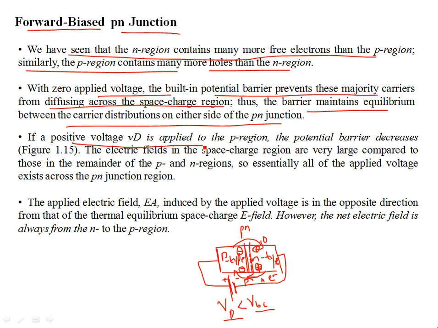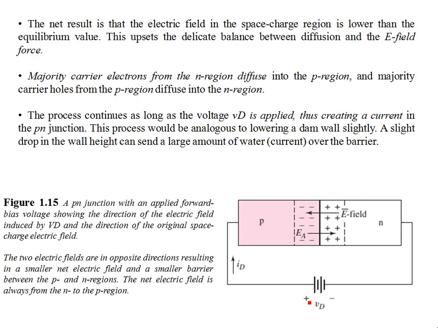So if a positive voltage VD is applied to the P region, okay, so positive is connected to the P region, the potential barrier decreases. This is shown in figure 1.15. So this is what is going on in here. Positive is connected to the P-type region, and then you have negative connected to the N-type region. So what happens is that the electric field due to the applied battery is EA over here, and the net electric field, which is due to the uncovered ions on either side, decreases. So the depletion width, in fact, decreases.